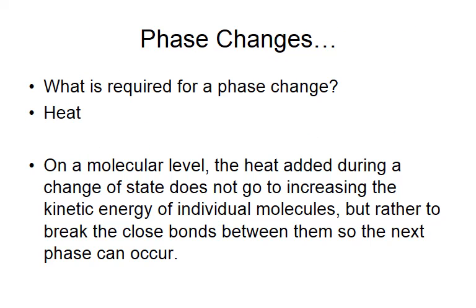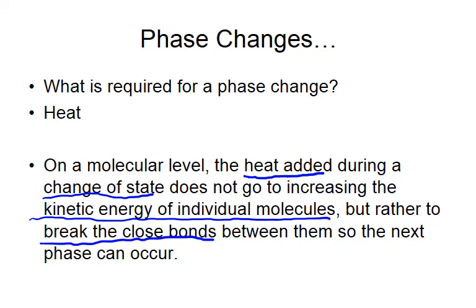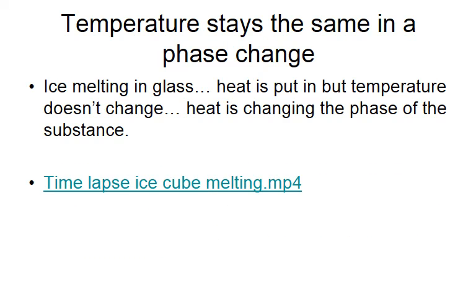So this is the key idea with phase changes on the molecular level. The heat added is changing the state, and it does not increase the average kinetic energy of the molecules, and that's really important because the average kinetic energy of those molecules is the temperature, right? So what it does is break those close bonds, and then the next phase can occur. The molecules are breaking apart, and we see that there. So temperature stays the same in a phase change, and it's really important to see that.